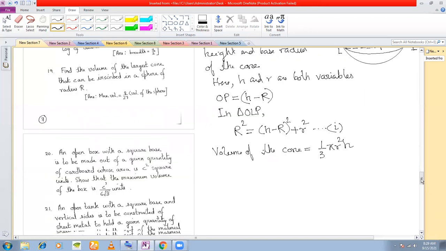Now if you see, you have two variables here, r and h. Let us call this v, volume of the cone v. I want to remove one variable. Let us remove r square here because I have r square here also. So it will be easier to remove r square. So from 1, small r square is equal to capital R square minus h minus r whole square. Okay, let's call this 2.